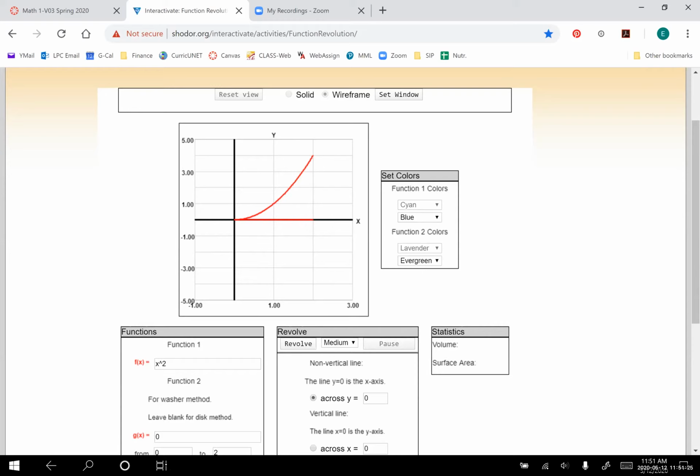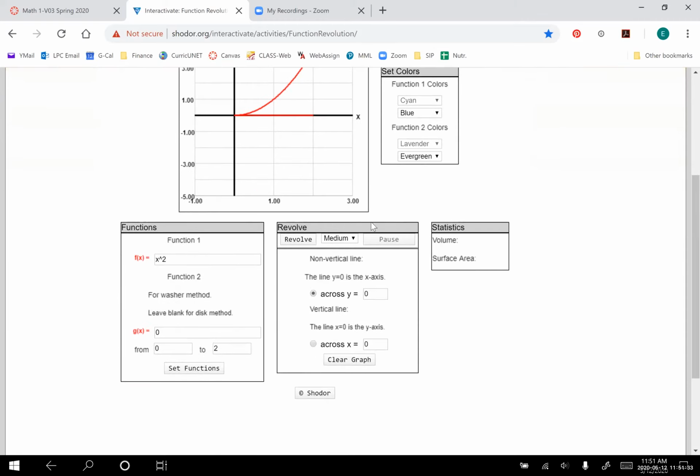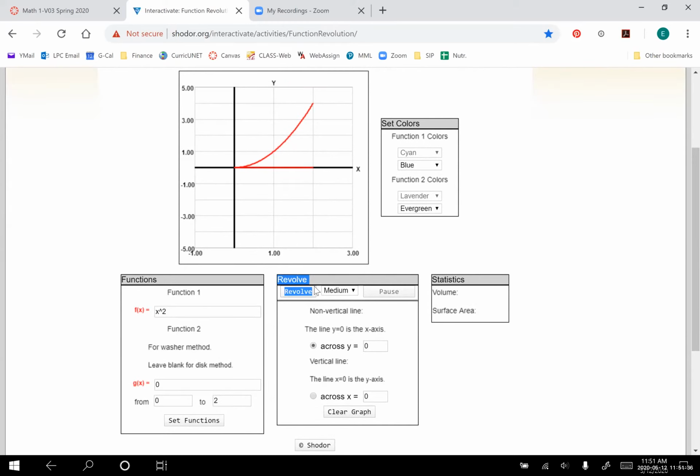Okay, now the fun bit is actually revolving this area about the x-axis. So you go down here to this box that says revolve. And here you can decide whether you want it to go fast, medium, or slow. I'll just set it to medium. And we are going to revolve this about the x-axis. So the line y equals 0 is the x-axis, and we've already got that selected there. Okay, so when that is all good, you're going to click this button right here that says revolve and watch the graph there. Ready?